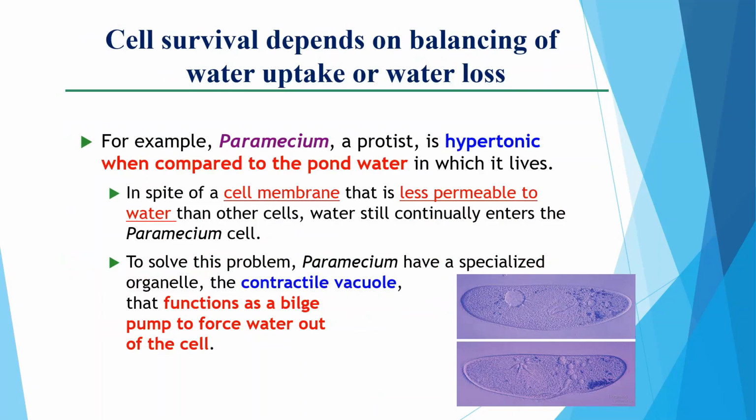For example, paramecium, a protist, is hypertonic when compared to the pond water in which it lives. It means the pond water is hypotonic. Even though the cell membrane is less permeable to water than other cells, the water still continuously enters the paramecium cell. To solve this problem, paramecium has a specialized organelle, the contractile vacuole. The contractile vacuole pumps to force water out of the cell.